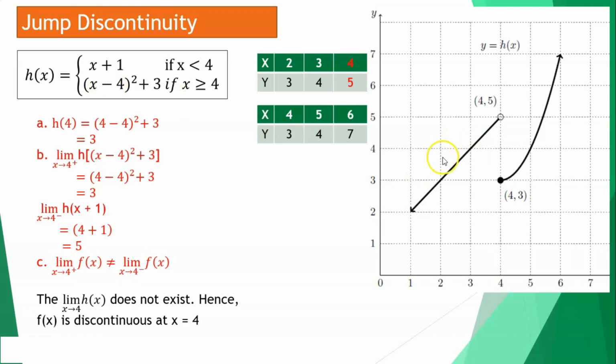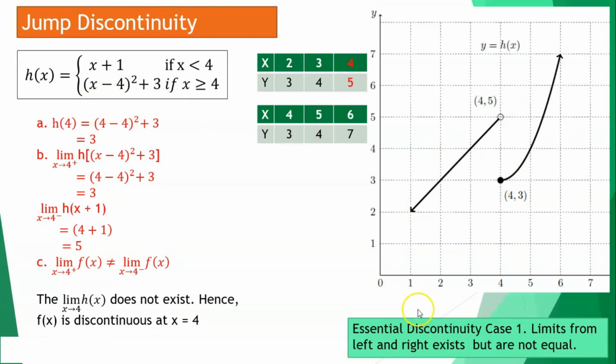So for x plus 1, this is our graph. And for (x minus 4) squared plus 3, this will be our graph. So again, the limits from left and right exist, but they are of different values. So this is a jump discontinuity. Okay, next.